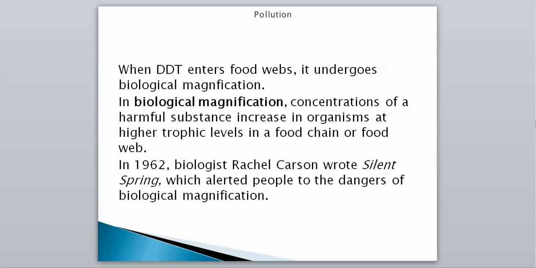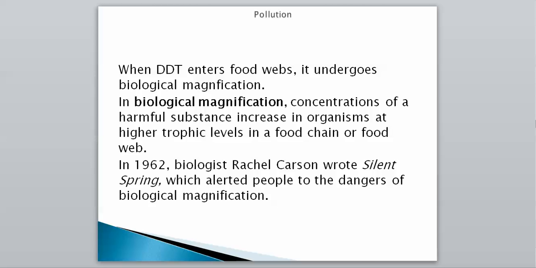And in 1962, a biologist by the name of Rachel Carson wrote a book known as Silent Spring, which alerted people to the dangers of biological magnification. No one really knew what was going on at this point in time with this DDT, but she wrote a book and it showed us all the big problems associated with this.